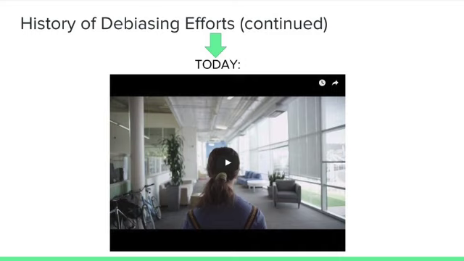Today, debiasing training is commonly used in many workplace trainings. In lots of Silicon Valley companies like Google or Facebook, employees are shown videos like this one as part of their training.